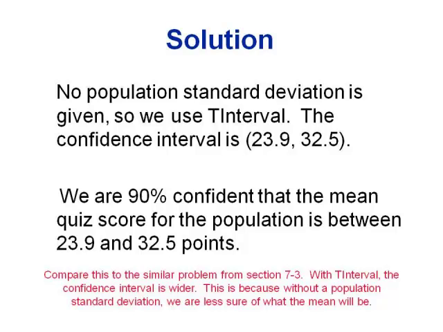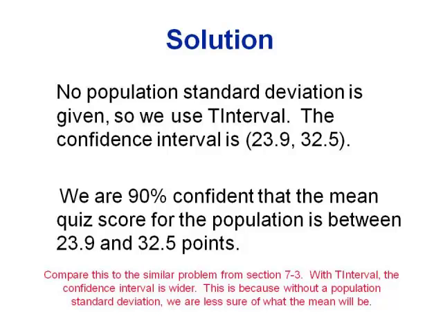So you go to stat edit and you'll put all those quiz scores in. You may still have them from the last video. And then you're going to go to stat tests and go to t-interval, change it to data, and go down to calculate. The confidence interval will be rounded to 1 decimal place because we're doing the mean and they were all whole numbers. 23.9, 32.5, so we are 90% confident that the mean quiz score for the population of whoever this was is between 23.9 and 32.5 points.